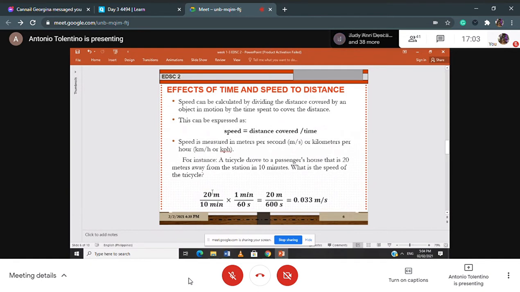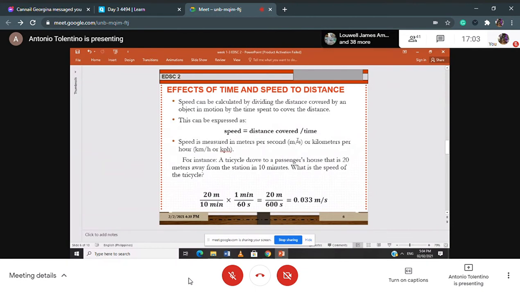We can't just do 20 divided by 10. That gives 2 meters per minute. That's fine, but meter per minute is not an option. Ours is meter per second or kilometer per hour. So the first thing is to convert minutes into seconds.